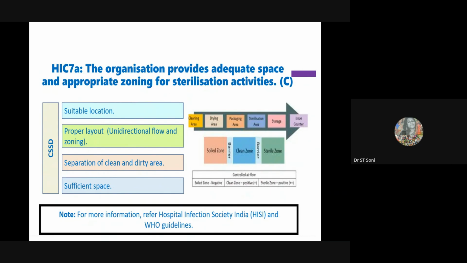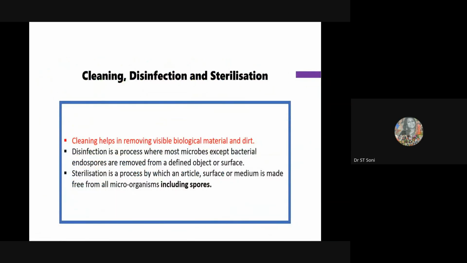The CSSD department is also called the five-star kitchen of a hospital, and it has to have a unidirectional flow, and it has to have segregated areas. So proper zoning, we say unidirectional flow along with the zoning. It has a cleaning area, drying area, packaging area, sterilization area, storage area, and issue counter. There should be a barrier between the soiled zone, clean zone, and the sterile zone, and sufficient space should be there, and dirty and clean should not be mixed. So these are cleaning and disinfection and sterilization guidelines.